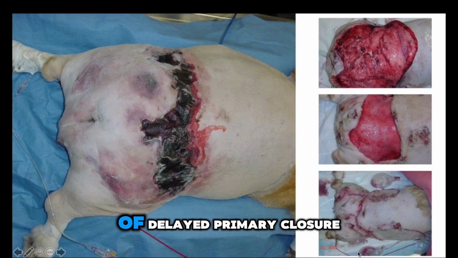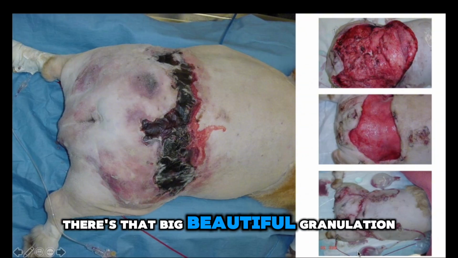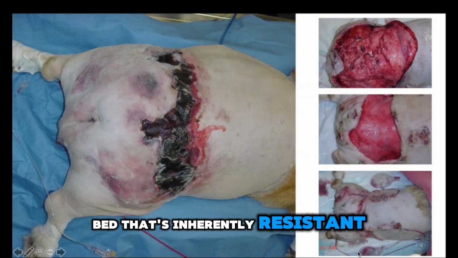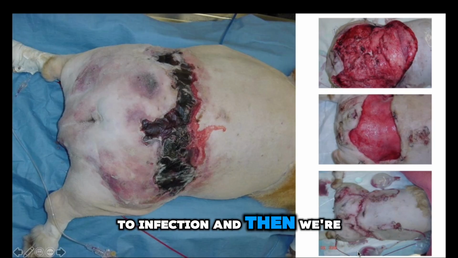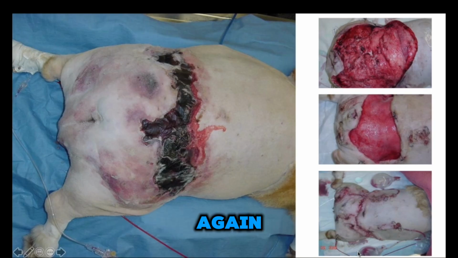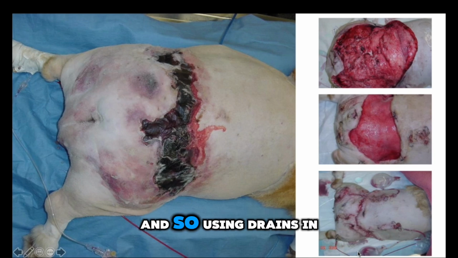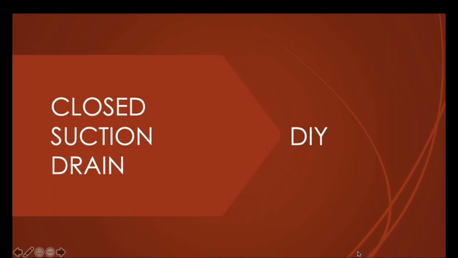And this is a version of delayed primary closure. We are managing this wound open until it looks healthy enough. There's that big, beautiful granulation bed that's inherently resistant to infection. And then we're going to close it. And when we close it, again, we know we have a lot of dead space here. And so using drains in this situation to help the tissue planes reoppose themselves, they've been open for so long, they need the help of this drain by limiting seroma formation.